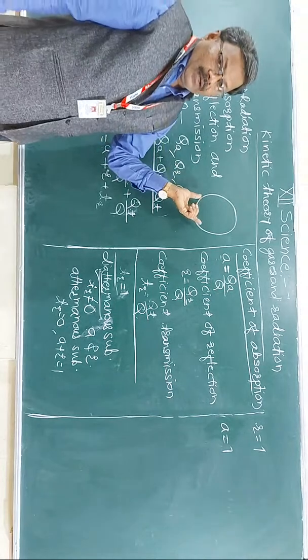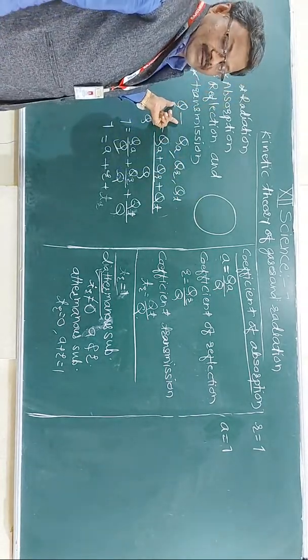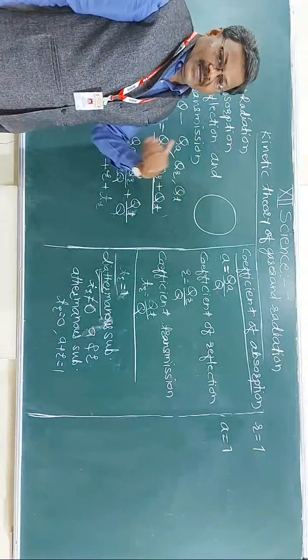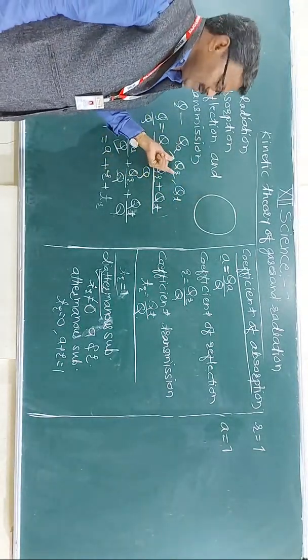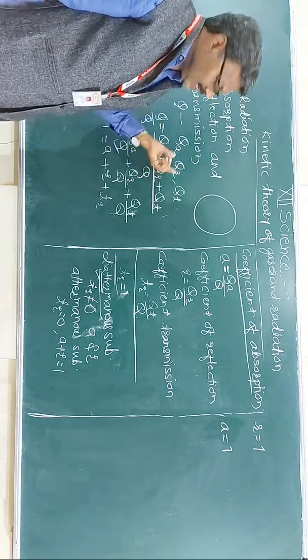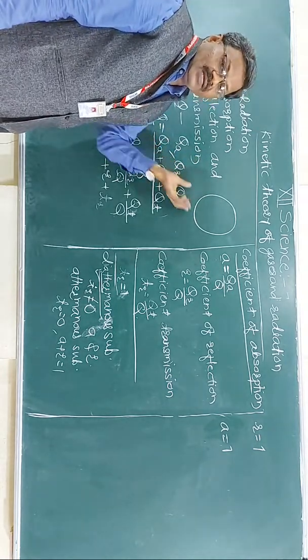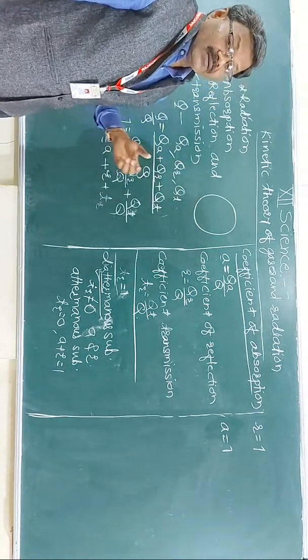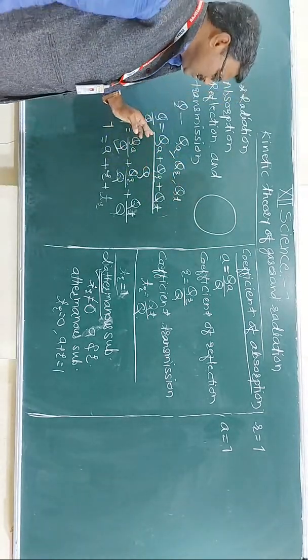Now suppose Q is the radiant heat incident on the body, Q_A is the radiant energy or thermal energy absorbed by the body, Q_R is the thermal energy reflected by the body, and Q_T is the thermal energy transmitted by the body.